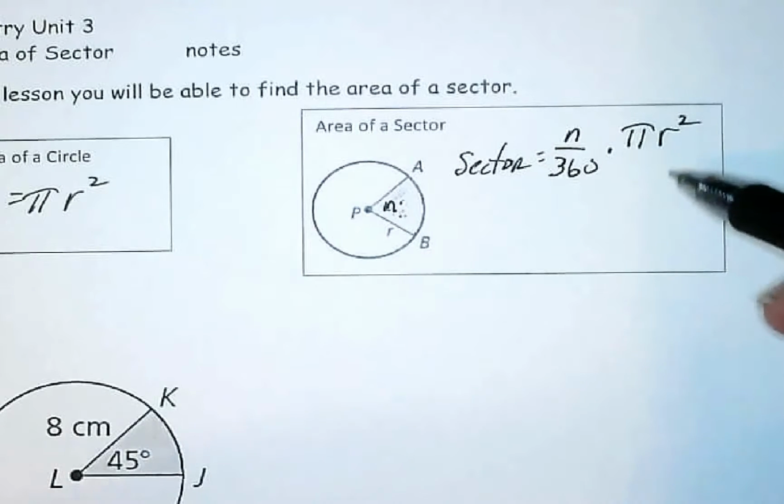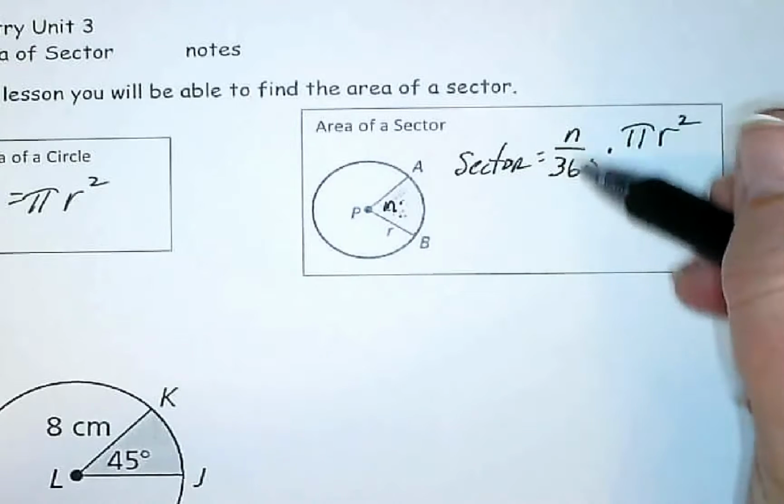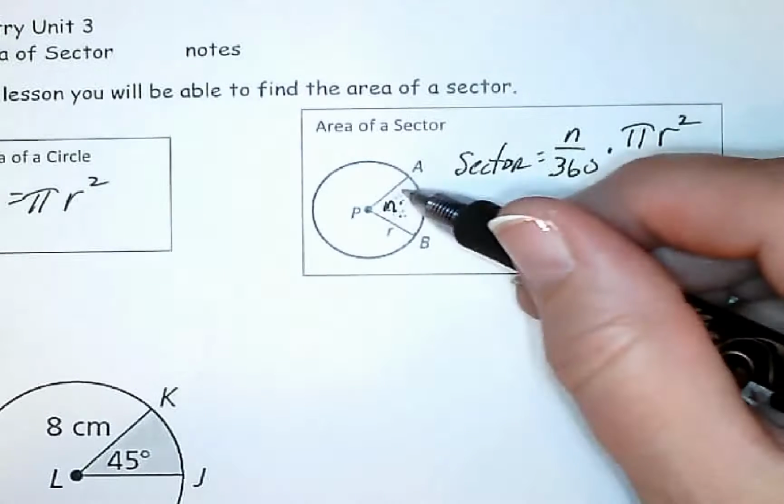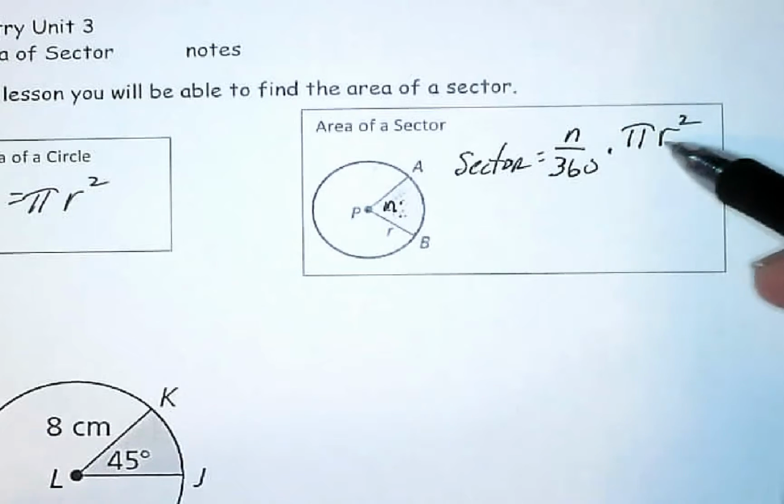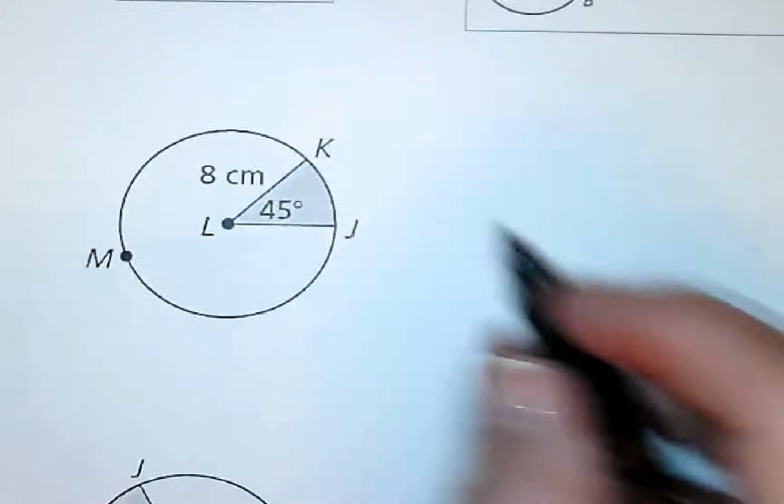So you can see how similar it looks to the arc length. We're going to find a fraction. This will tell me what part of the whole thing I'm going to use, and then take that times the whole thing. So let's go do a couple examples here.